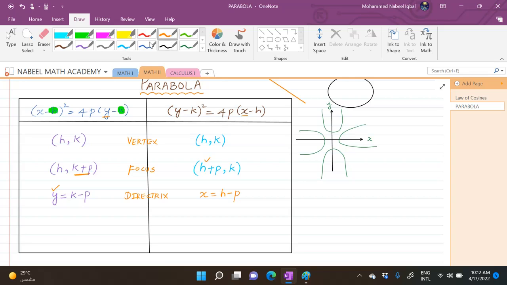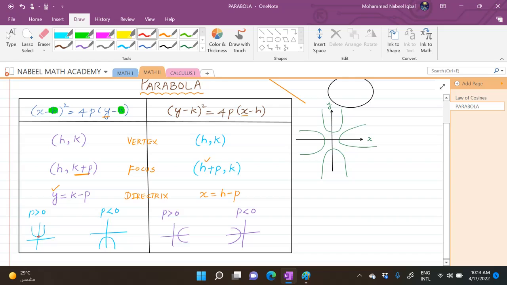Now it depends upon how the parabola opens on the y-axis. If the p value is positive, the parabola opens upward. When p is negative, less than 0, the parabola opens downward. And when the parabola opens on the x-axis, it depends upon the p value. If p is more than 0, it opens rightward, and if it is less than 0, it opens leftward.